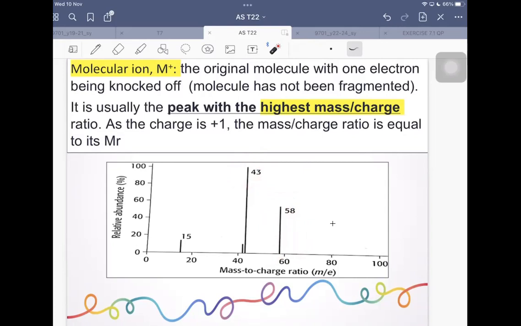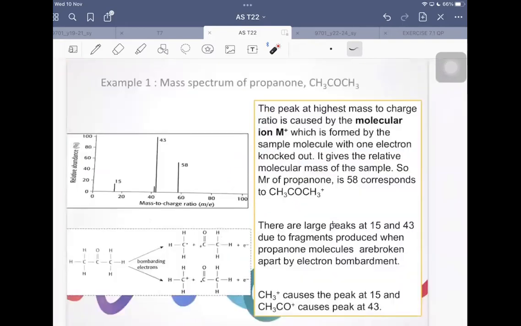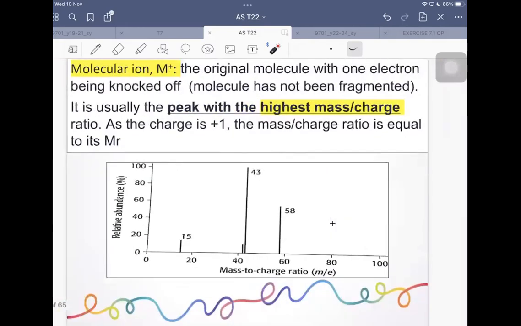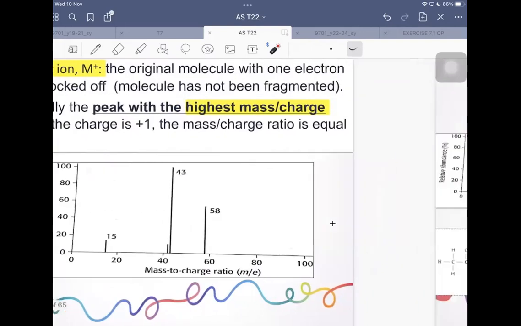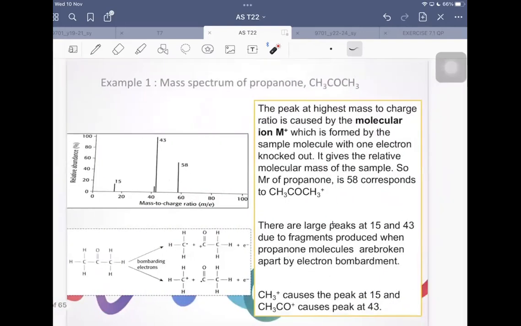Okay. What happens? All right. So what happens during this molecular ion formation is that there is no fragmentation happening. You are only removing one electron from the molecules.